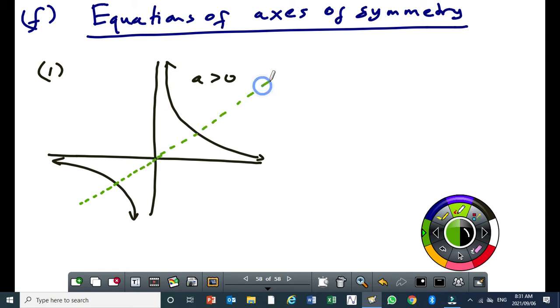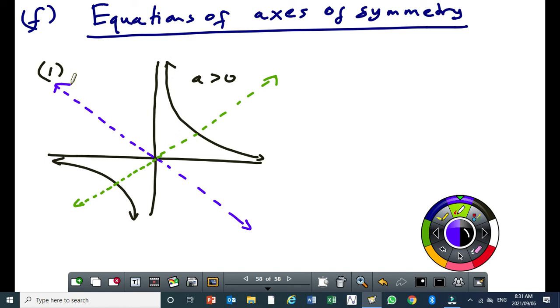So this will be like one of them. Right? The other one, if you have a negative gradient, will be something like that. Now, these two straight lines, they've got general equations.